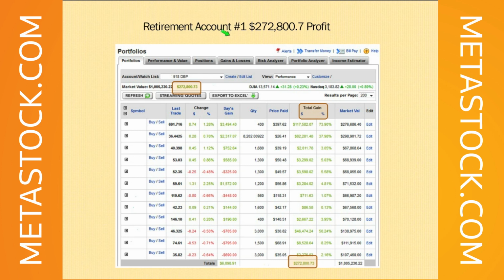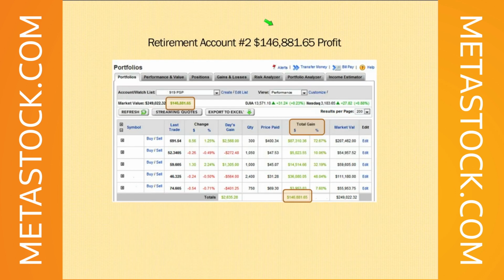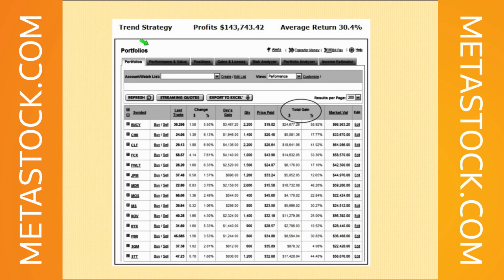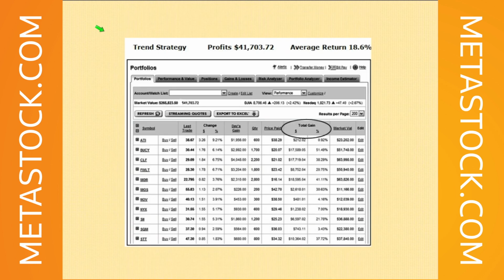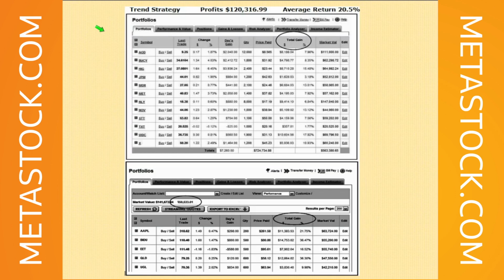This was a recent snapshot of my stock portfolio, and I trade that in two different retirement accounts. So my first retirement account, which is a defined benefit plan, I had $272,000 in profits, and in my second retirement plan I had $146,000 in profits. So just recently I've had over $400,000 in profits in my stock portfolios using Prime Trade Select. Now here's some more snapshots of my stock portfolios, and these profits totaled, as I mentioned, over $1.5 million over the last 3 years. So I'll just run through these stock portfolios pretty quickly here just to see the actual trades.